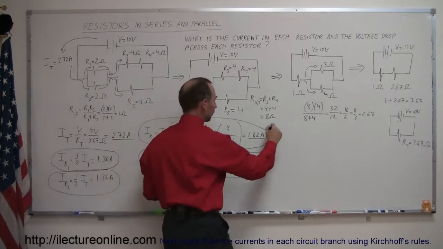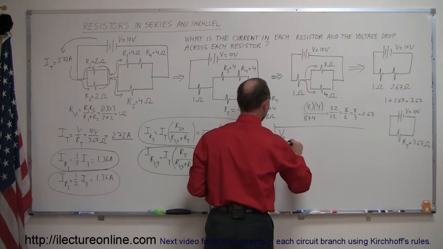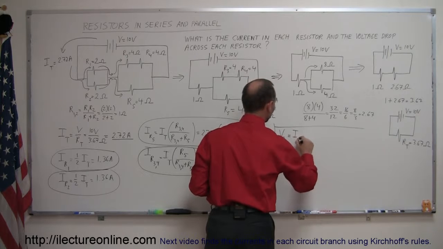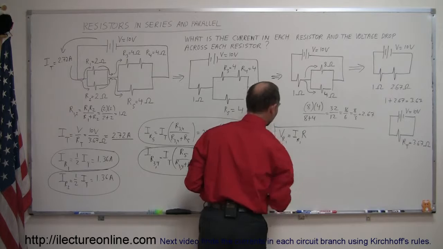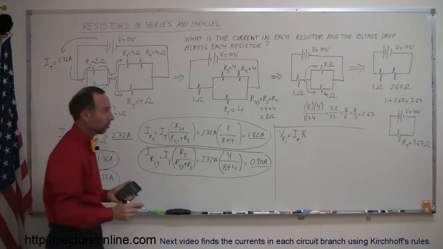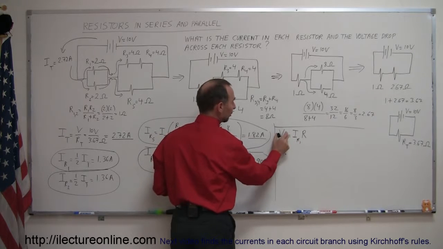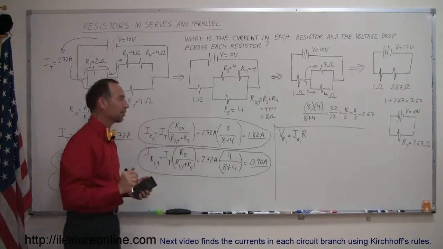Okay, to find the voltage drop, the voltage across resistor 1 is equal to the current through resistor 1 times the resistance R. So I times R gives us the voltage drop. That comes from Ohm's law, where the current is equal to V divided by R. Rearranging that to solve for V, we get I times R.